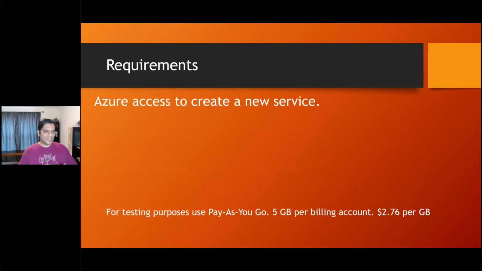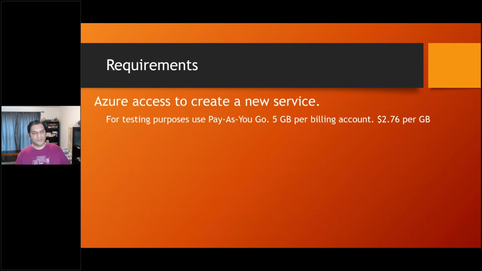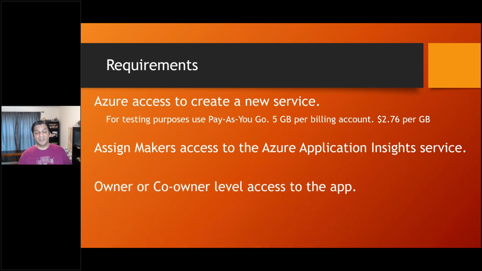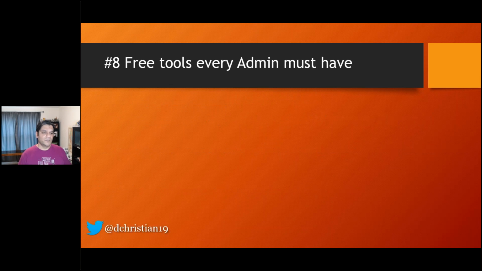Okay, and the requirements for Application Insights, these are the things you need to have on Azure services. And there are different ones. When you're just testing it, there are two options. You can do the free version, or you can do pay-as-you-go, which is the billing capacity. You will need to have app owners with access to the Azure application side services. And then somebody needs to be the owner or the co-owner of the app, because you've got to open up the app and add that key.